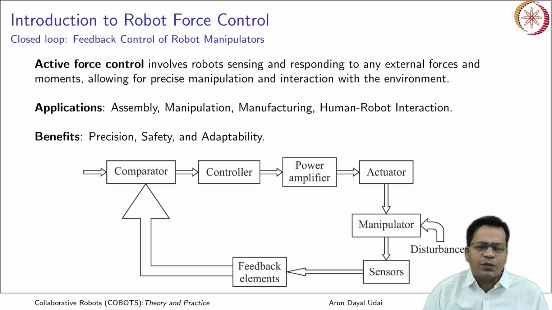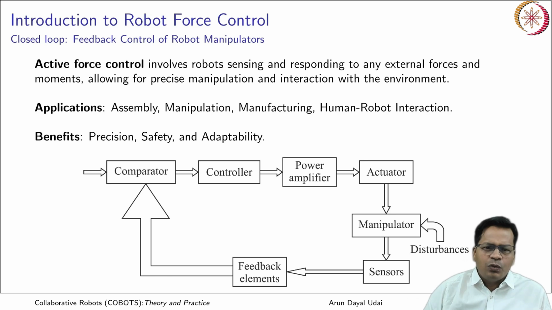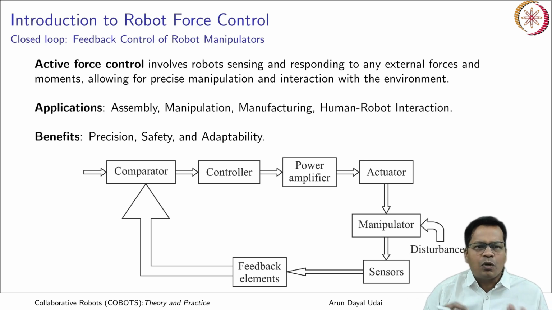In active control, we take the live forces from the end effector, or sometimes from the joints also, force and torque, and include that in the control loop to do compliant manipulation. In that case, the whole robot structure becomes compliant. So we'll discuss active force control in this module only. The benefits are precision, safety and adaptability.